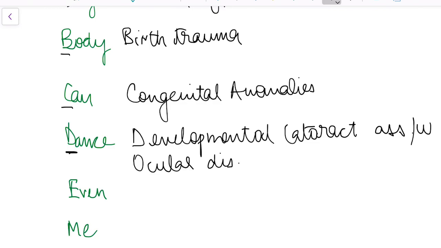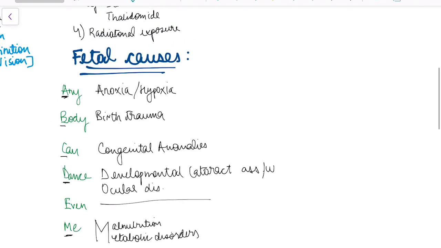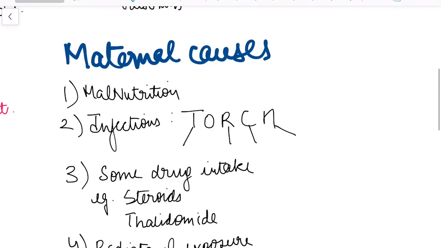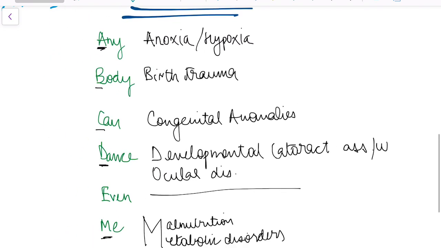From E, you can learn nothing. E is blank. From M, you have 2, so you can make a big M and write malnutrition and metabolic disorders. Right, so these are the fetal causes, these were the maternal causes: malnutrition, infections, some drug intake, radiation exposure. Fetal causes are anybody can dance, even me.